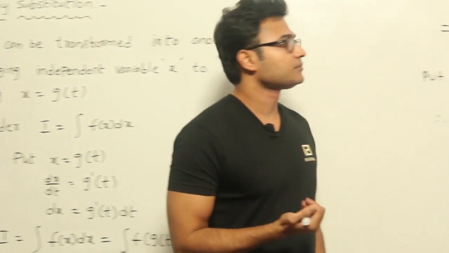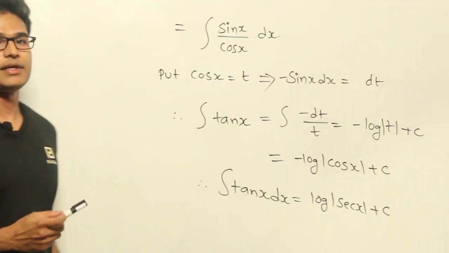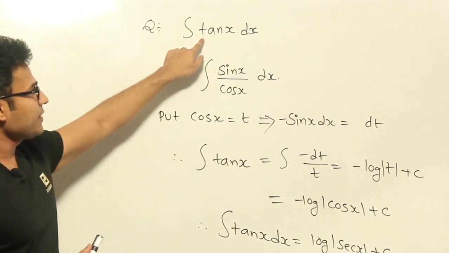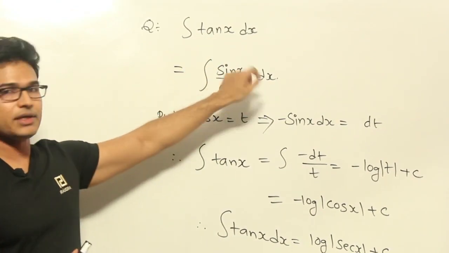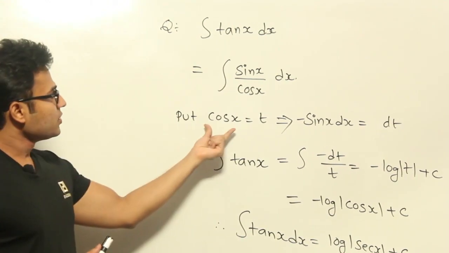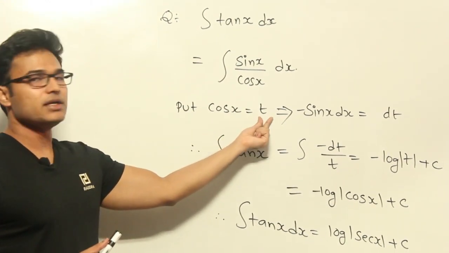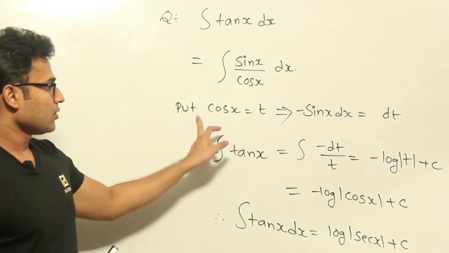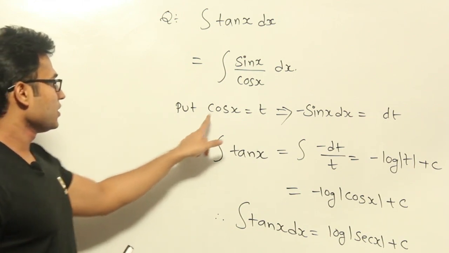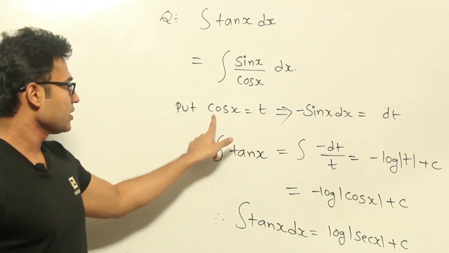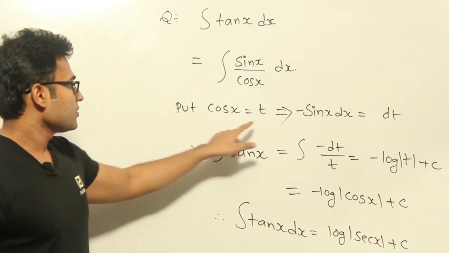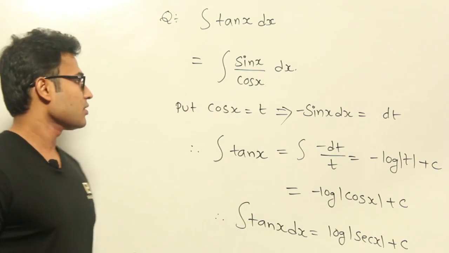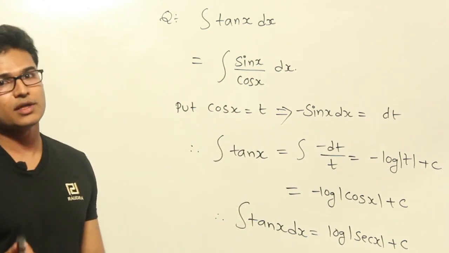Come to this example. Let us take the integral of tan x dx. Now we can write tan x as sin x by cos x dx. Now if you substitute t in place of cos x, then differentiate both sides. If you differentiate this side and this side, you get minus sin x dx equal to dt.